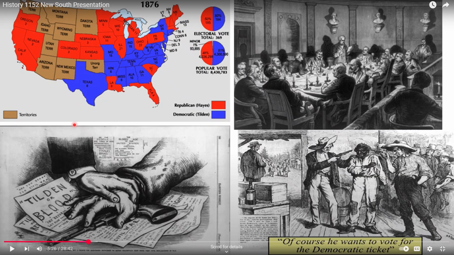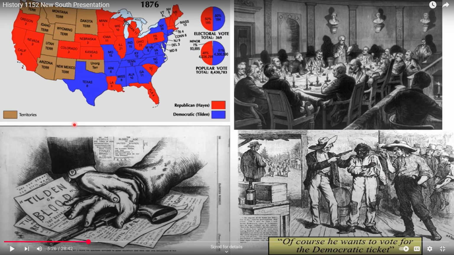Army troops left in the South, and they were there still trying to uphold Reconstruction policies and protect African Americans, particularly their voting rights. In the areas where the U.S. Army had been withdrawn, there were widespread reports of voter fraud, voter suppression, African Americans not being allowed to vote, corruption, things of that nature.